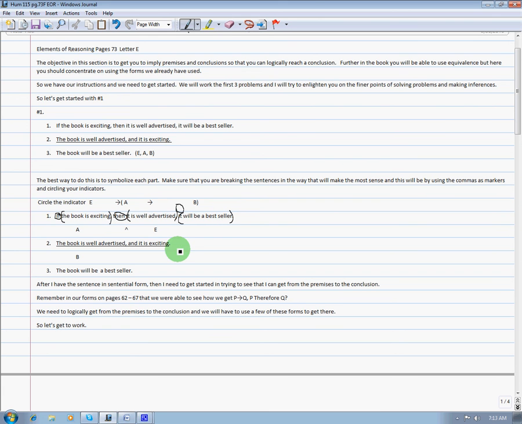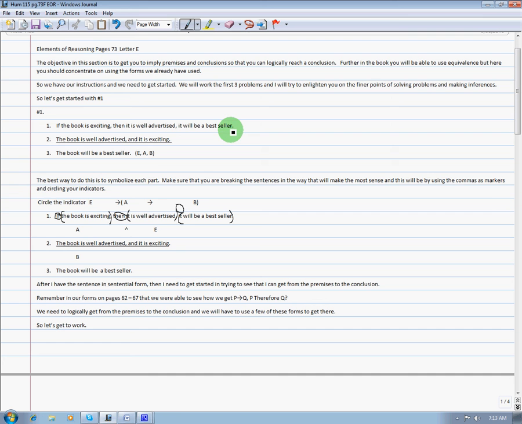Okay, it is well advertised. It can't be and it will be a bestseller. It has to be it will be a bestseller. Okay, it is well advertised. It will be a bestseller. And if you think back to your grammar, you remember that you had if-then statements, and in the first part, if it was a true conditional, you use the present tense, and then the last part you use will, and that lets you know that you do have, in fact, a conditional sentence.